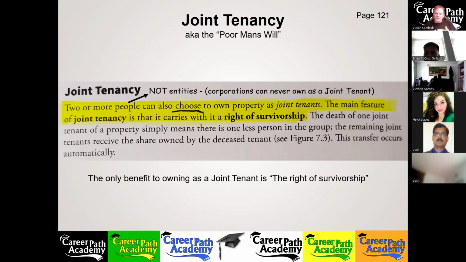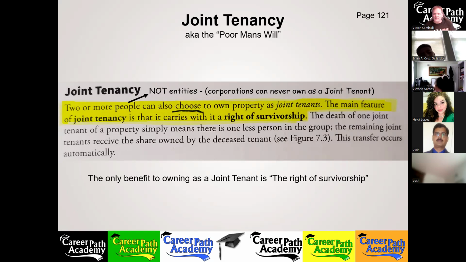Now, why would you want to do this? What scenario? Talk to an attorney. This is legal advice, okay? I don't give legal advice. But I could explain to you what a joint tenancy is. It's another form of ownership when you have two or more owners.